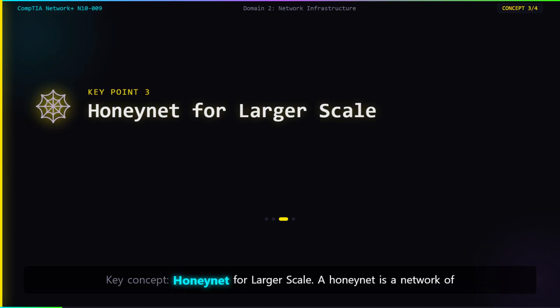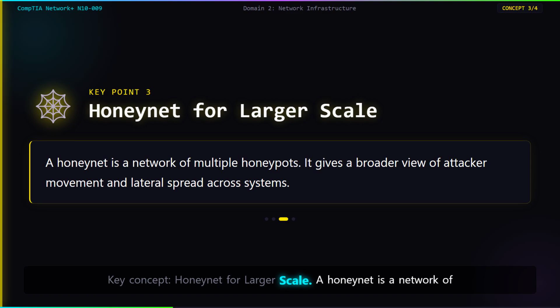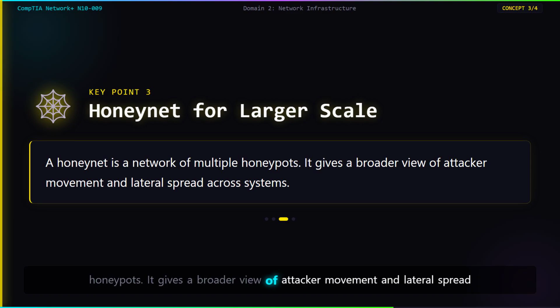Key concept: honeynet for larger scale. A honeynet is a network of multiple honeypots. It gives a broader view of attacker movement and lateral spread across systems.